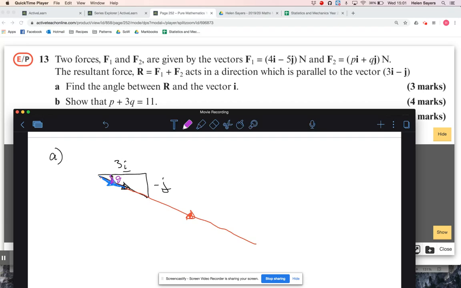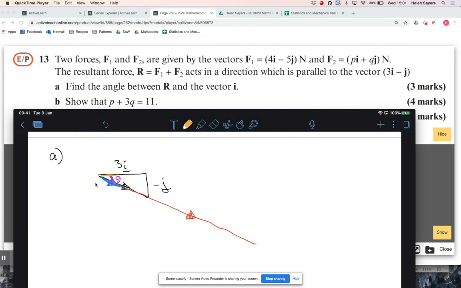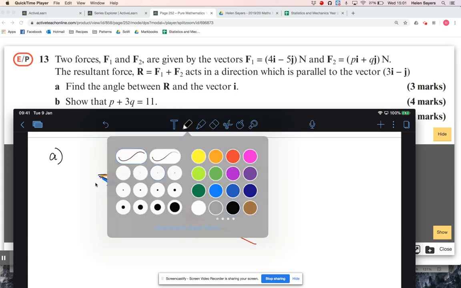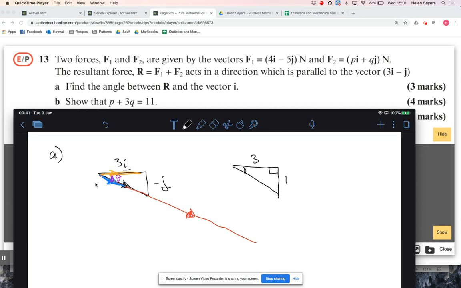Okay, so running out of colours, orange we haven't used. So that's the direction of the i vector. Angle theta is the one they're asking me for. So let's just sketch out the triangle, because that one's got a little bit of a mess. Basically I've got a right angle triangle because i and j are perpendicular to each other. That side's got a magnitude of 3. That's got a magnitude of 1. In terms of getting the angle theta, I don't care that it's a minus 1. It's a length of 1.